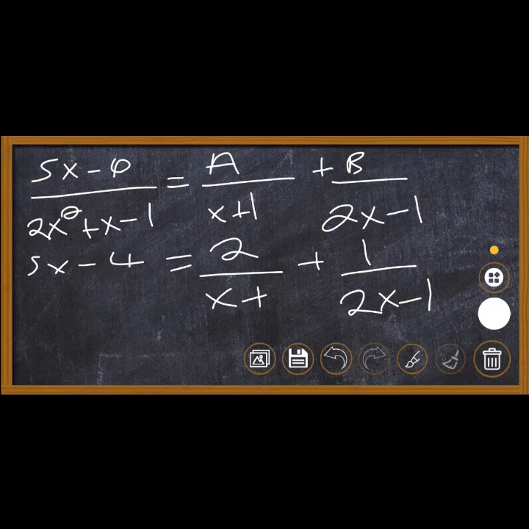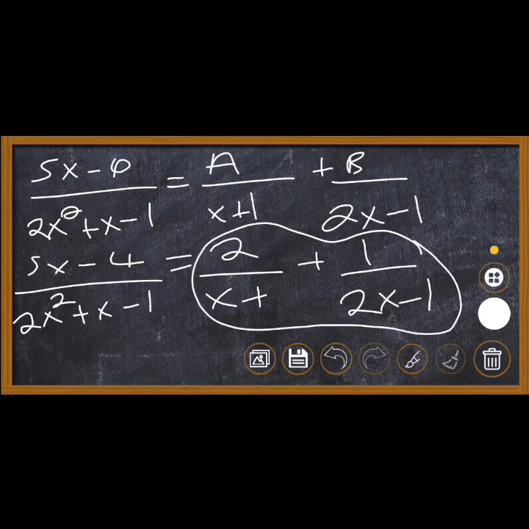So where there is 5x minus 4, and then down there we have this, 2x squared plus x minus 1, we can simply replace with that. It's just the same thing. So wherever we have this, we will replace with 2 over x plus 1 plus 1 over 2x minus 1. So that's how we will go about this one.